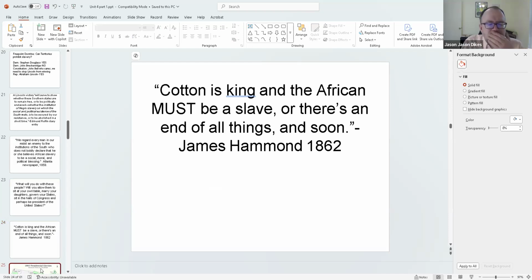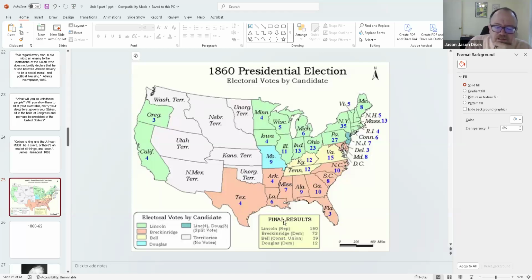So let's see how this plays out. Lincoln only gets about 40% of the popular vote, and in fact, in the slave states, Lincoln's name was just left off the ballot. So even if you lived in a slave state and for some reason you wanted to vote for Abraham Lincoln, you couldn't. His name was not on the ballot in any slave state.